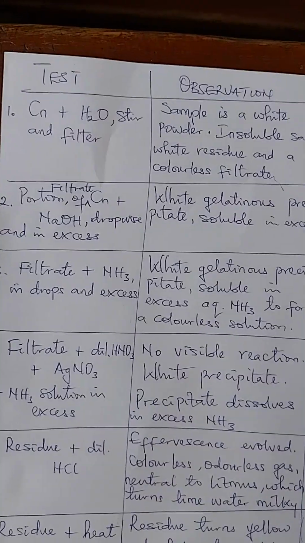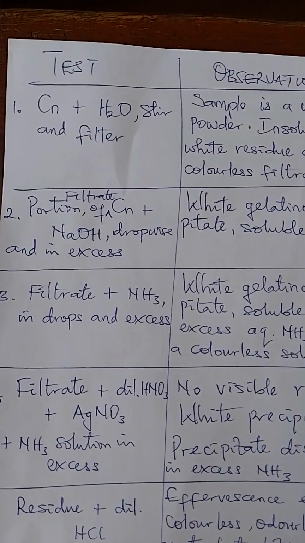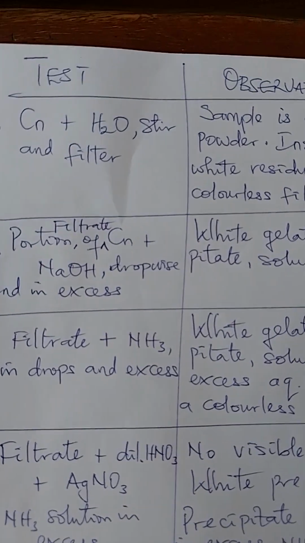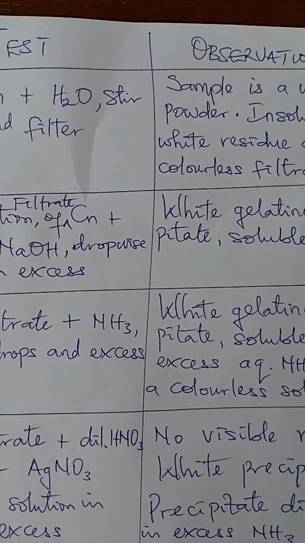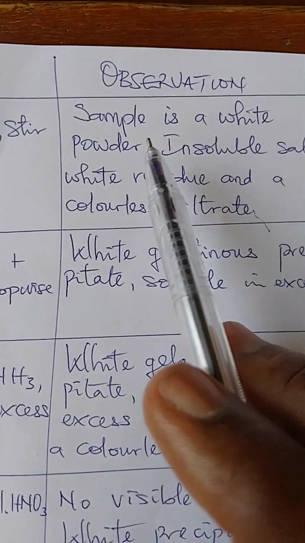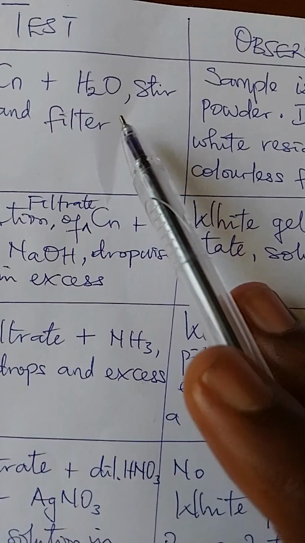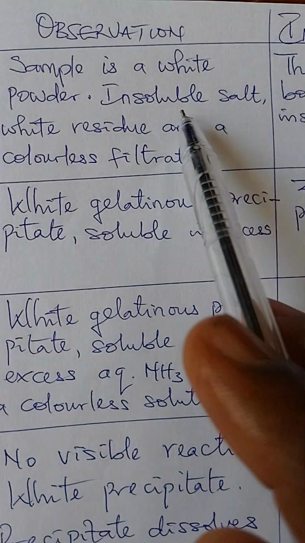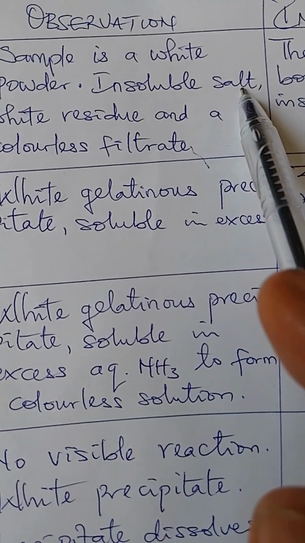Well, we'll have this sample mixed with water. They may ask you to examine the sample itself, the physical appearance of the sample, and under that the observation is the sample is a white powder. They can ask you to add water, and when you add water and stir, you are going to observe that it will be partially insoluble salts.